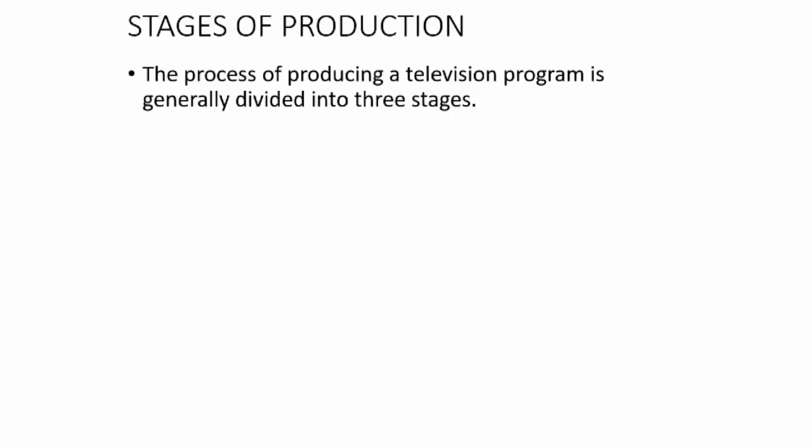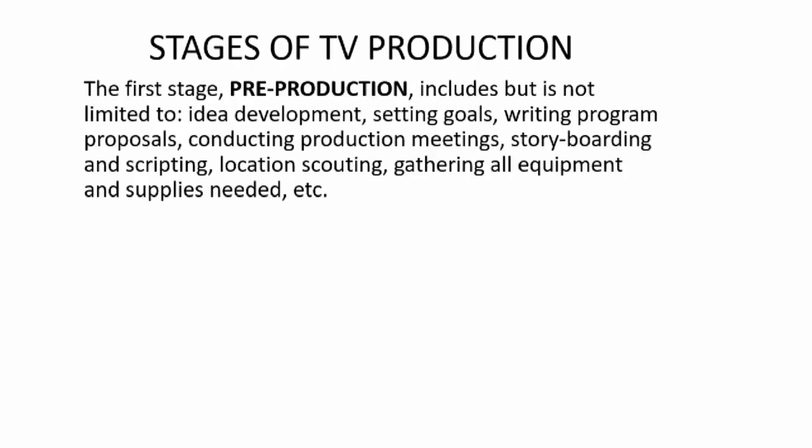The stages of production. The process of producing a TV program is generally divided into 3 stages. The first stage, that is the pre-production stage, includes but not limited to the idea development, the setting of goals, the writing of the program proposal, conducting production meetings, storyboarding and scripting, location scouting, gathering all equipment and supplies needed, and so on and so forth.